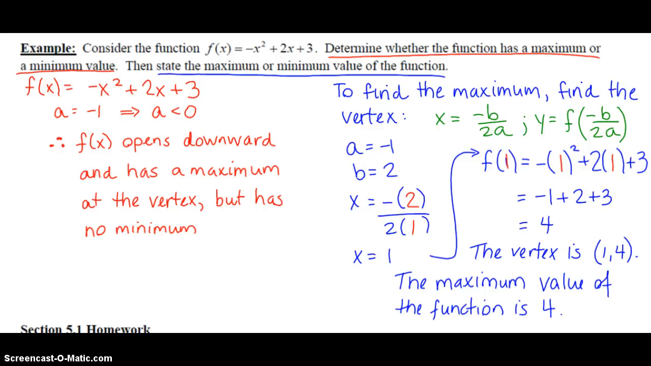We already identified a, it's -1. B is 2. So we plug into our formula to find the x coordinate of the vertex. X is equal to -b over 2a, and we get x is equal to 1. We plug that back into the function and get f of 1 is equal to 4. So the maximum value of the function is 4.